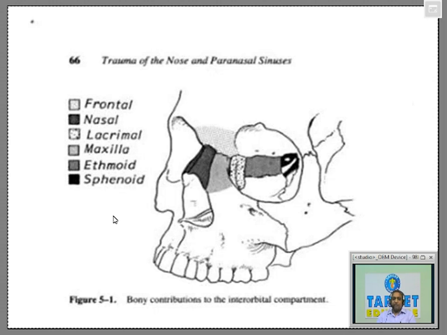The other diagram which is very, very important, if you know this diagram well, then only can I explain to you about the 3 fracture lines, basically the Le Fort 1, Le Fort 2 and Le Fort 3 fracture lines. So I want you all to concentrate on this particular diagram. Now if you see here, this is the frontal bone.